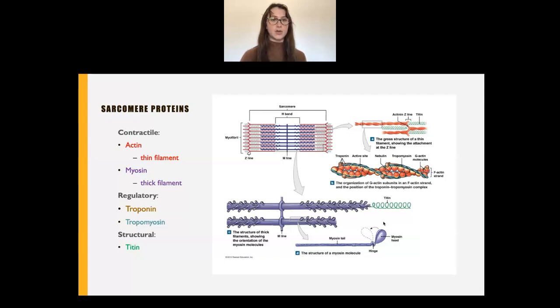I correlated the colors of the word with whatever color it looks like on here. Sorry if you're colorblind. But we will see that the contractile proteins are actin, which is the thin filament. So actin is going to be this red part right here. If you look at it a little bit closer, those are actin. And we describe actin as kind of a string of pearls, two strings of pearls wrapped around each other. And then myosin is going to be the thick filament right down here in this diagram.